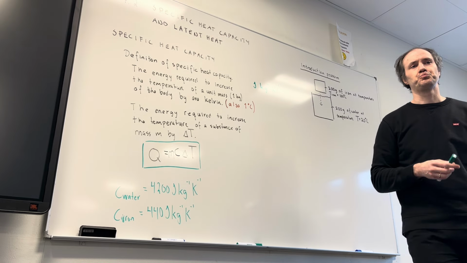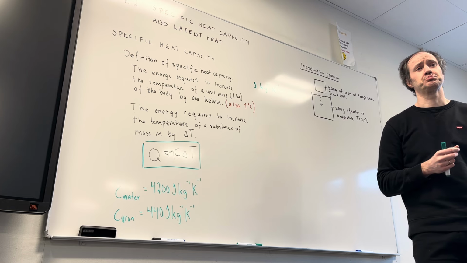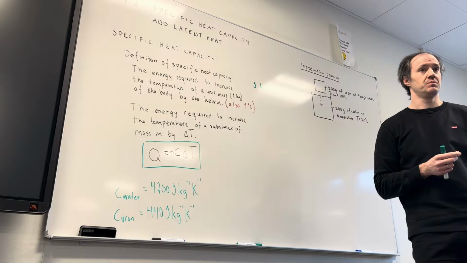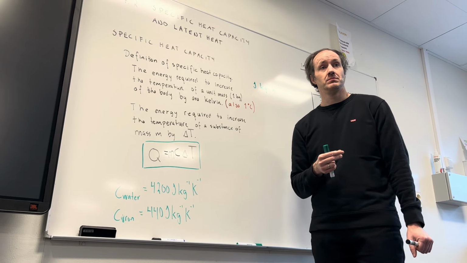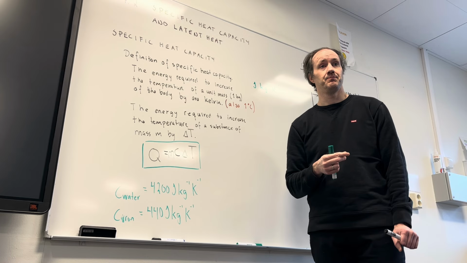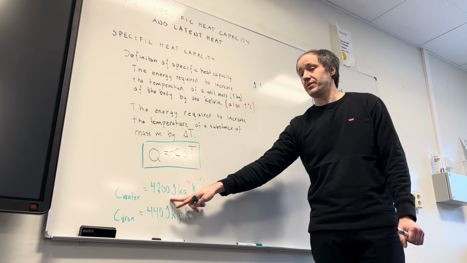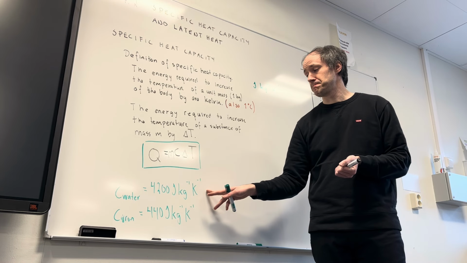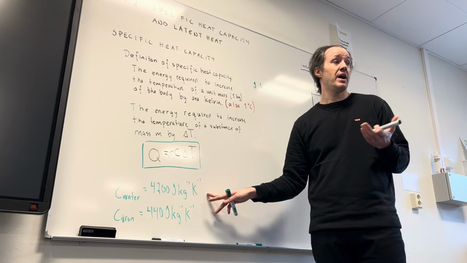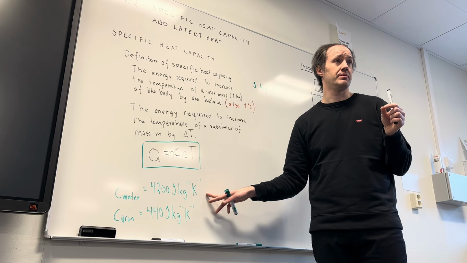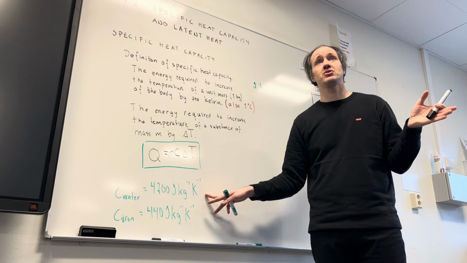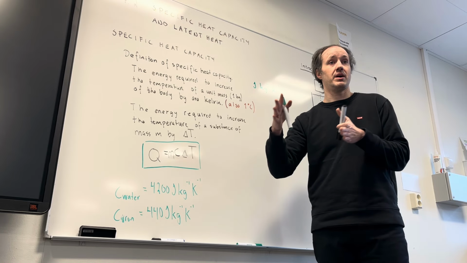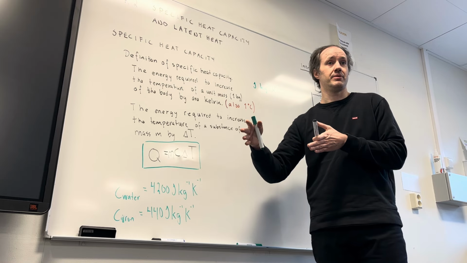So what does that number mean? Iron needs less energy to increase the temperature of a unit mass of the body by 1 Kelvin. So it's easier to heat up iron than to heat up water. Water, compared to iron, has a pretty high specific heat capacity. It requires quite a lot of energy to heat water. And that's important in households and swimming pools. A lot of energy is actually required to heat up water.